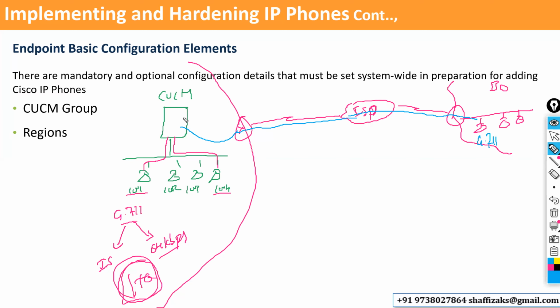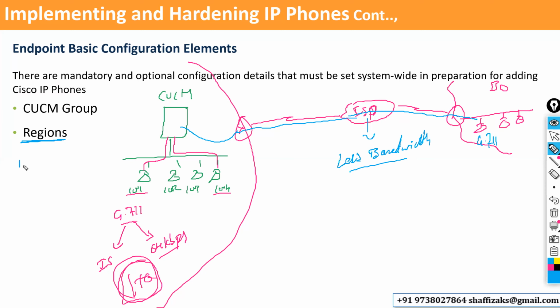But we have some disadvantage here. What is that? See, this traffic has to flow via the internet. But on the internet, we have very little bandwidth, right? When we have less bandwidth, what happens here? So we want to manage that bandwidth. In this scenario, we are going to use regions. Whenever you have multiple sites, for every site you are going to create a region.